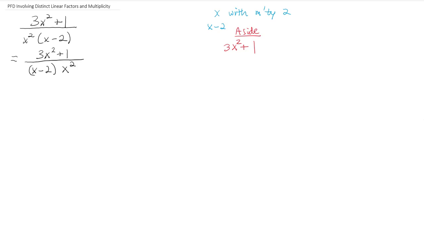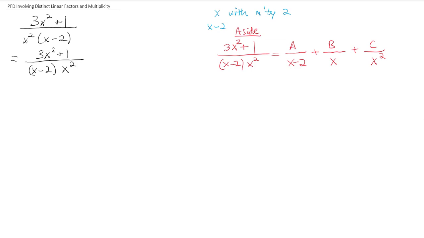3x squared plus 1 over x minus 2 times x squared. So because we only have linear factors, the constants in the numerator are just going to be A over x minus 2, plus B over the linear factor of x, and then plus C over the linear factor of x with multiplicity of 2.